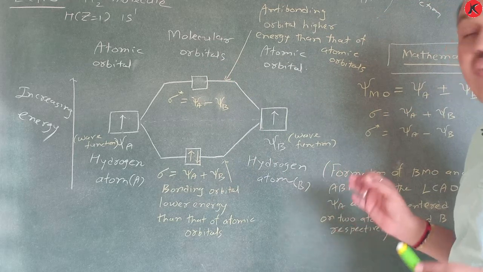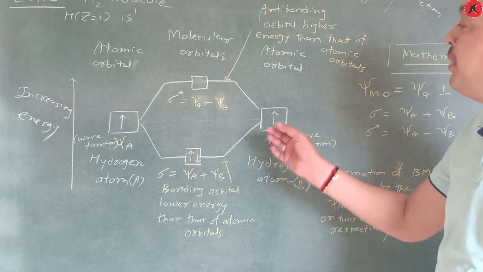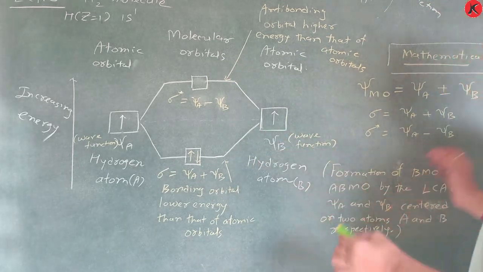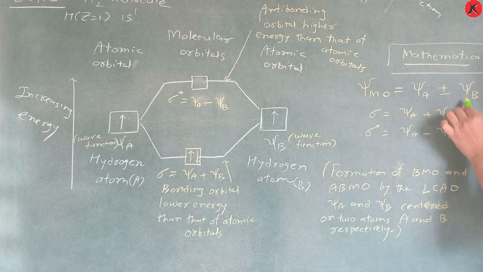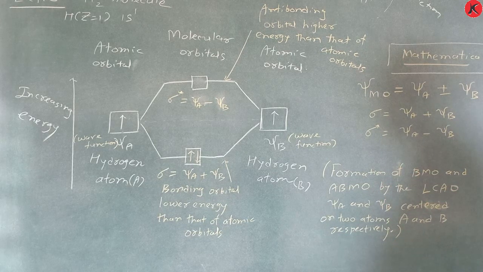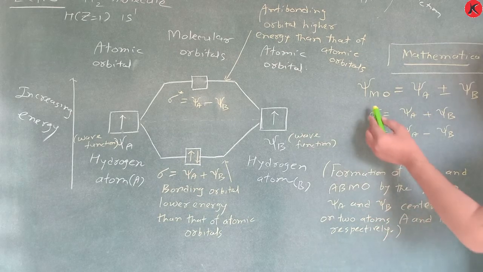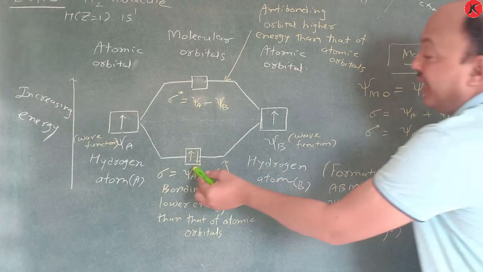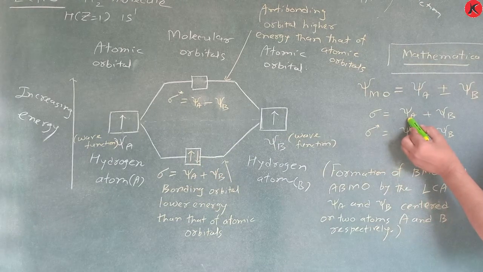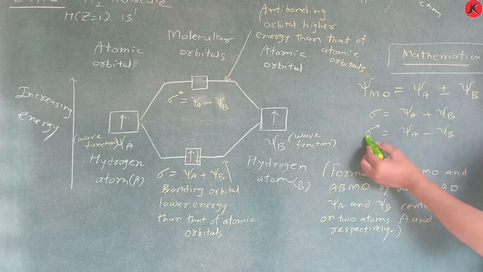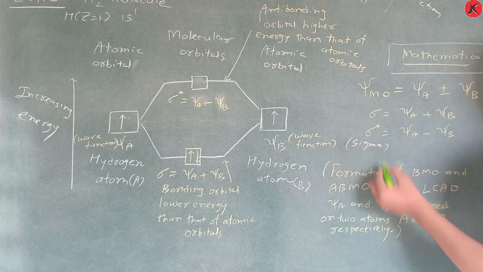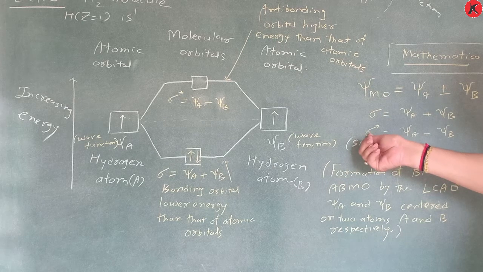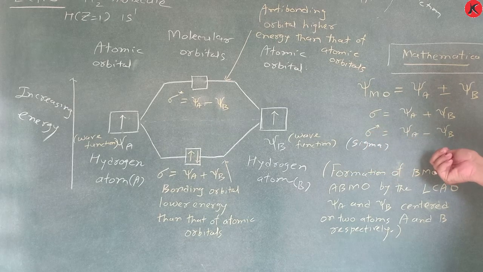This is a very easy topic, but you have to remember certain terms. Here psi MO is nothing but psi A plus or minus psi B. That means psi A plus psi B means addition, and psi A minus psi B means subtraction. Due to that, sigma is equal to psi A plus psi B, and this is sigma star. Remember, this is known as sigma.